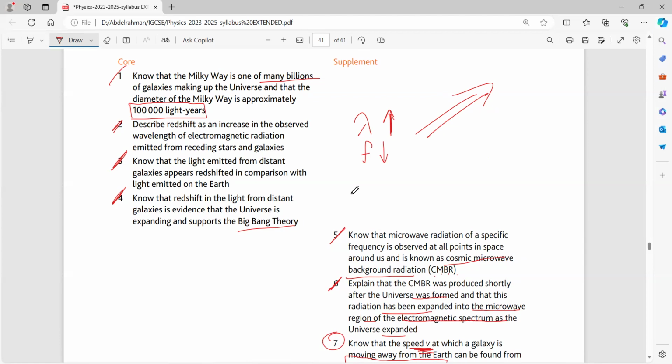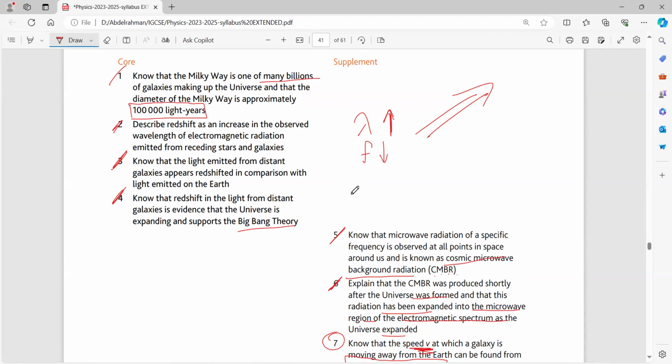So the idea of light years is basically how many years it would take for us to find out if a star exploded. What's a light year? It's the distance that light travels in a year. So when you're talking about light years, you're talking about the distance. You're not talking about time.